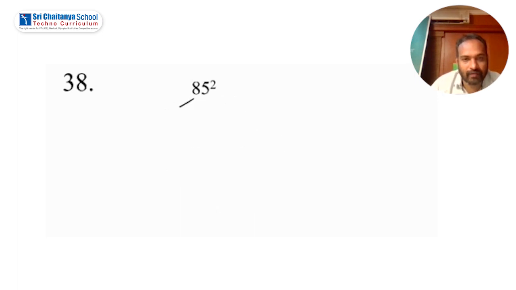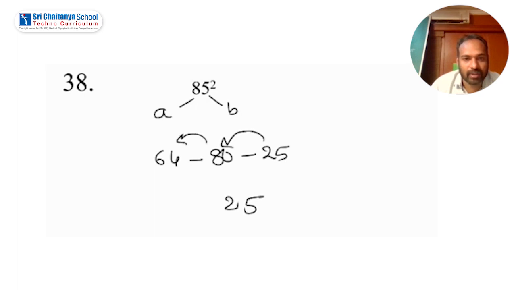85 square. In 85 square, what's the value of A? 8. What's the value of B? 5. A square means 64. 2AB, 2 into 8, 16. 16 into 5, 80. Then B square, which is 25. 5, 2 will carry forward. 80 plus 2, 82. Again, 8 will carry forward. 64 plus 8 is how much? 72. So the answer is 7225.